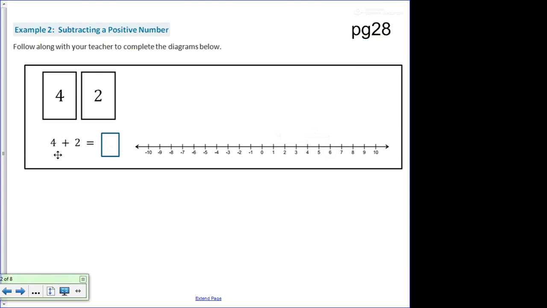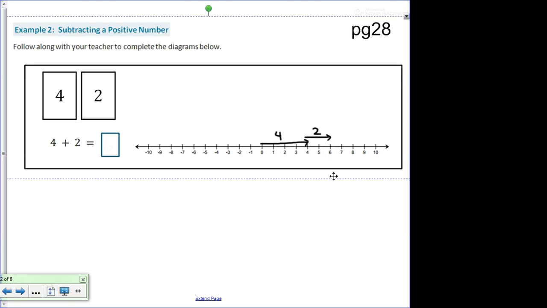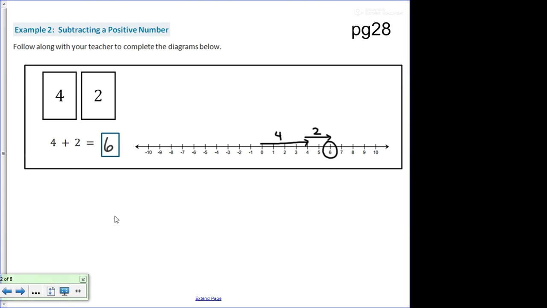And you might be thinking, wait a minute, you said subtraction and that's an addition problem. I know. We're going to start with what we know first. So if we were just going to show 4 plus 2 on a number line, we would draw our 4 arrow and our 2 arrow. We would circle our 6. We would write in the answer, 4 plus 2 is 6. Yay, we can do kindergarten math. Woohoo. So what? Well, now we're going to talk about subtracting a positive number.